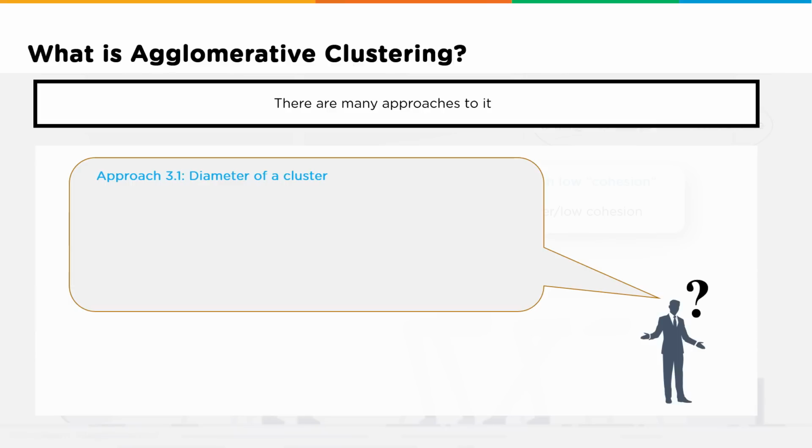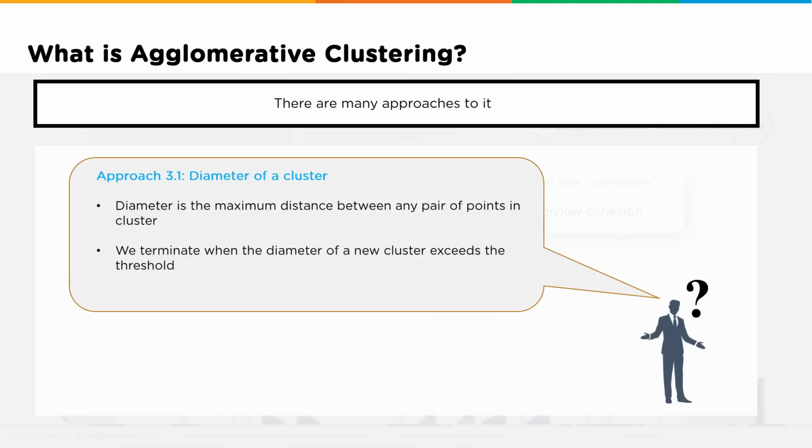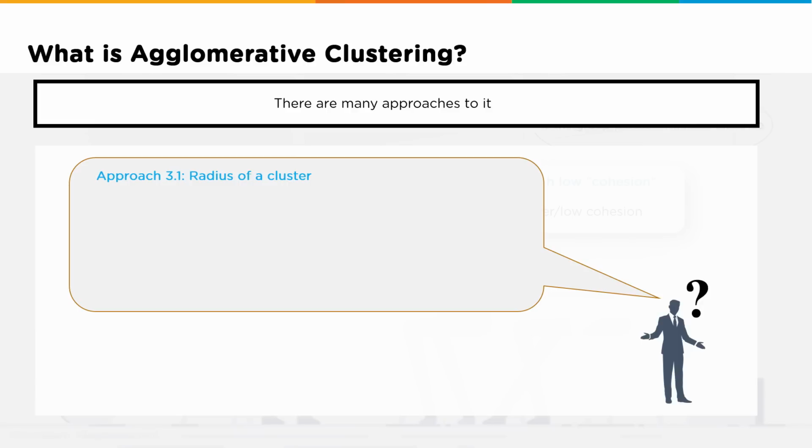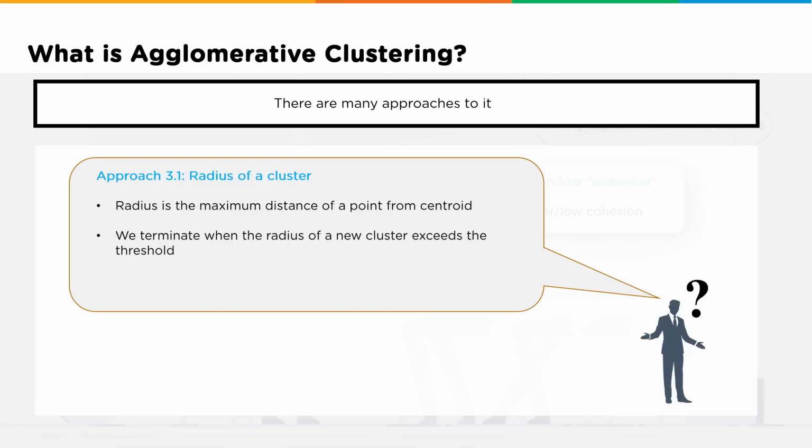The diameter of a cluster: we're looking at the actual diameter of our cluster, and the diameter is the maximum distance between any pair of points in the cluster. We terminate when the diameter of a new cluster exceeds the threshold. As that diameter gets bigger and bigger, we don't want the 2 circles or clusters to overlap. And we have the radius of a cluster. Radius is the maximum distance of a point from the centroid. We terminate when the radius of a new cluster exceeds the threshold. Again, we don't want things to overlap, so when it crosses that threshold and is overlapping with other data, we stop.